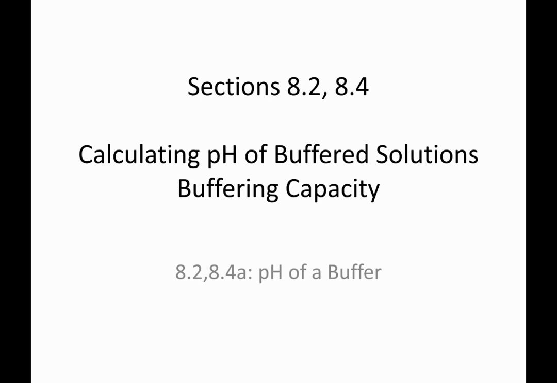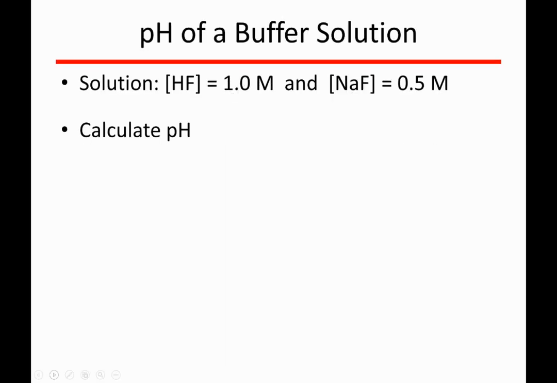Now let's talk about how we would calculate the pH of a buffered solution. So let's say that I have a buffer solution in which the concentration of HF is 1.0 molar and the concentration of NaF, so that contains that F minus ion, that's the conjugate base of the HF, is 0.5 molar. We need to find the pH of this solution.